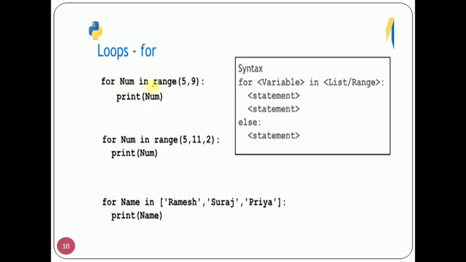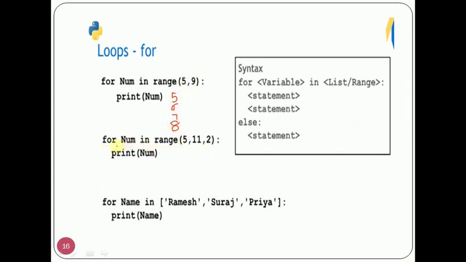Here, for num in range(5, 9). The start value is 5, so 5 will be printed. Next, the step value is not given, so by default it is 1. So it turns to 6. 5, 6, then 7, then 8. And next is the stop value 9. So it prints 5, 6, 7, 8.